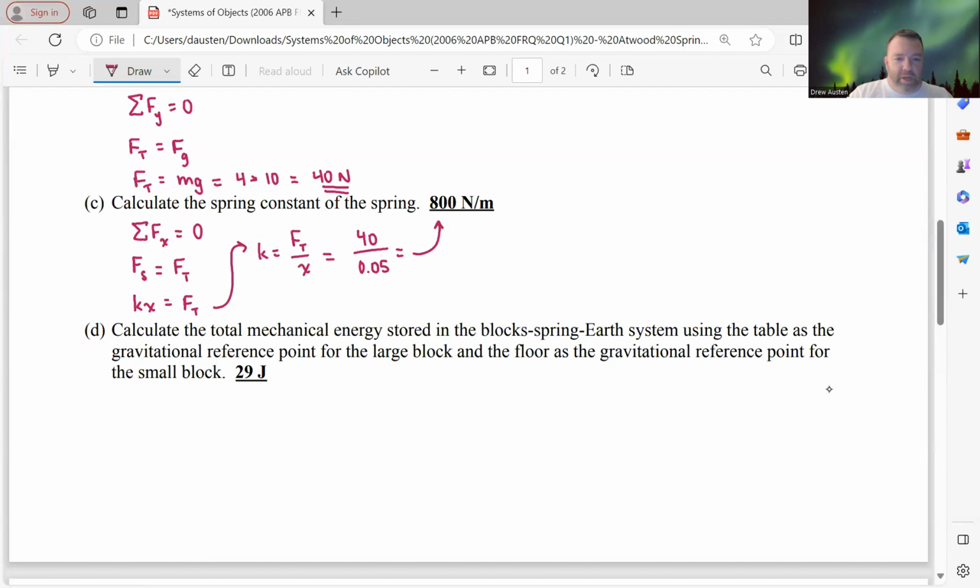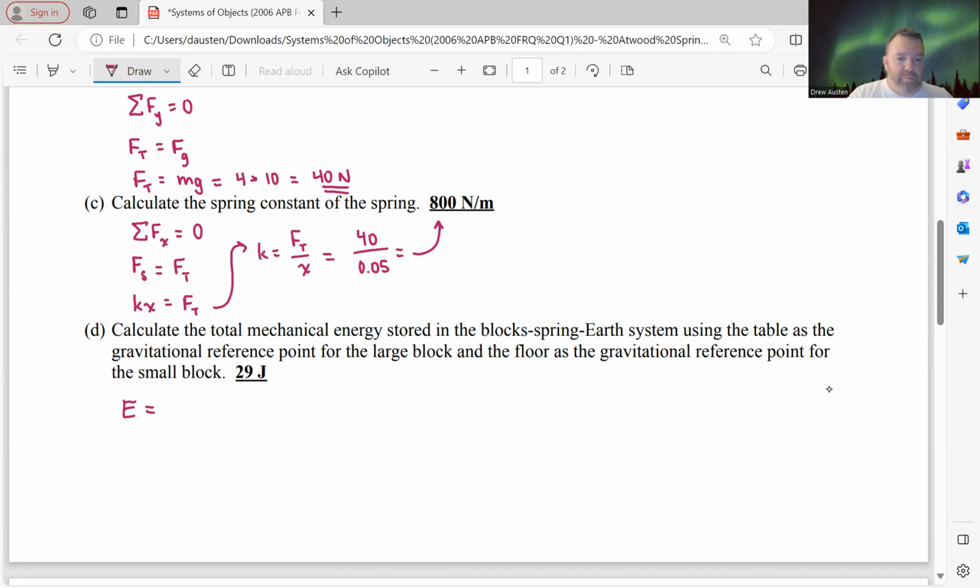All right, part D, we want to calculate the total mechanical energy stored in the full system consisting of both blocks, the spring and the earth. And we're going to use the table as the gravitational reference point for the large block, which means that the large block will have 0 gravitational energy since it's on the table. And we're going to use the floor as the gravitational reference point for the small block, and that small block is 0.70 meters above the floor. So the total mechanical energy is going to be equal to, now notice that there's no kinetic energy right now because neither block is moving.